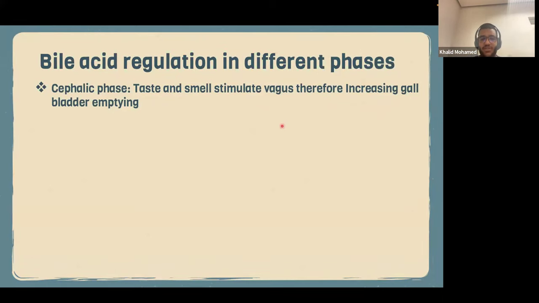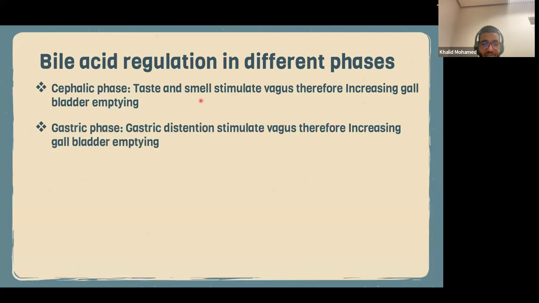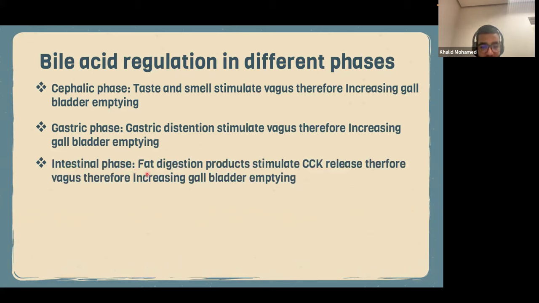You don't need to memorize this, you can also understand. Then the gastric phase: food already came into the stomach, so the duodenum needs to prepare itself for the incoming food. The gastric distension stimulates the vagus and therefore increases gallbladder emptying through the same process. And finally, the intestinal phase: fat digestion products stimulate CCK release, we already spoke about this, and therefore stimulate gallbladder emptying. So all of these things mean that food came: cephalic phase, gastric phase, and intestinal phase.